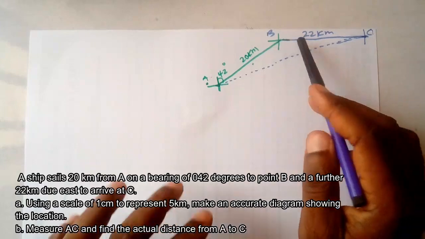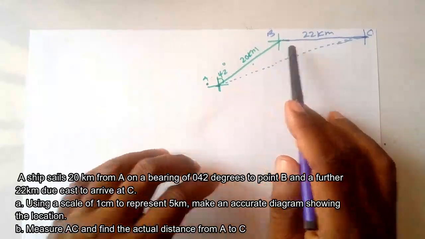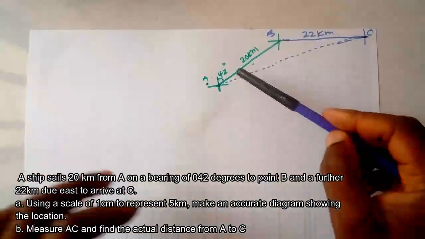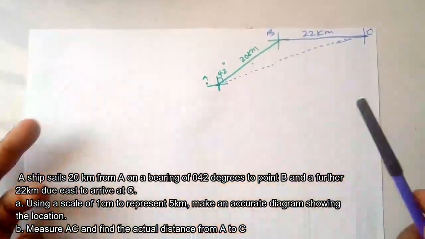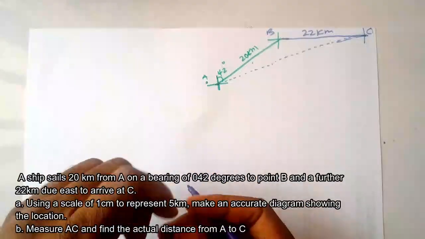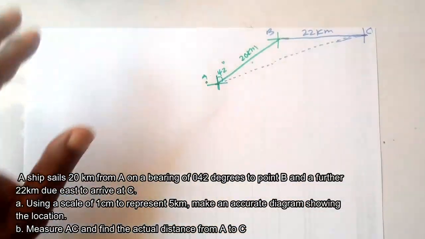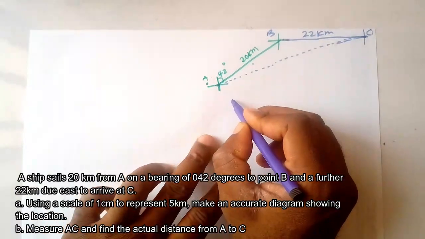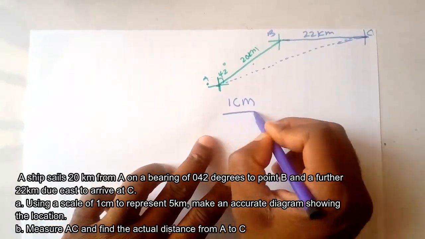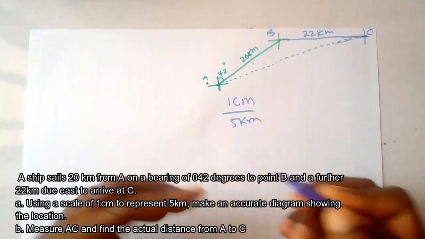Remember, this is the drawing, but it's not accurate. It's not drawn to scale because, of course, you cannot draw 20 kilometers on a drawing. It's not possible. But the scale given to us is what? 1 centimeter to represent 5 kilometers. That is the scale.